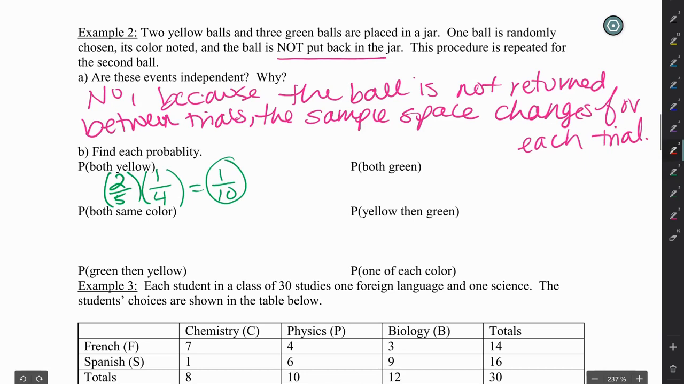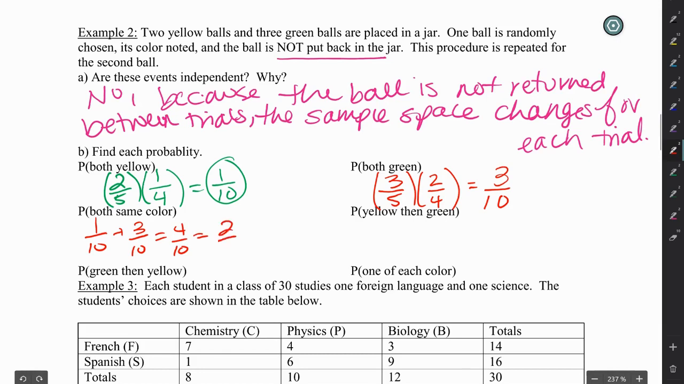Both green would be 3/5 the first time. Now we assume we got the green the first time, so then that would leave us 2/4, which is 3/10. The probability that they're the same color, well, that's 1/10 plus 3/10, which is 4/10, which reduces to 2/5.